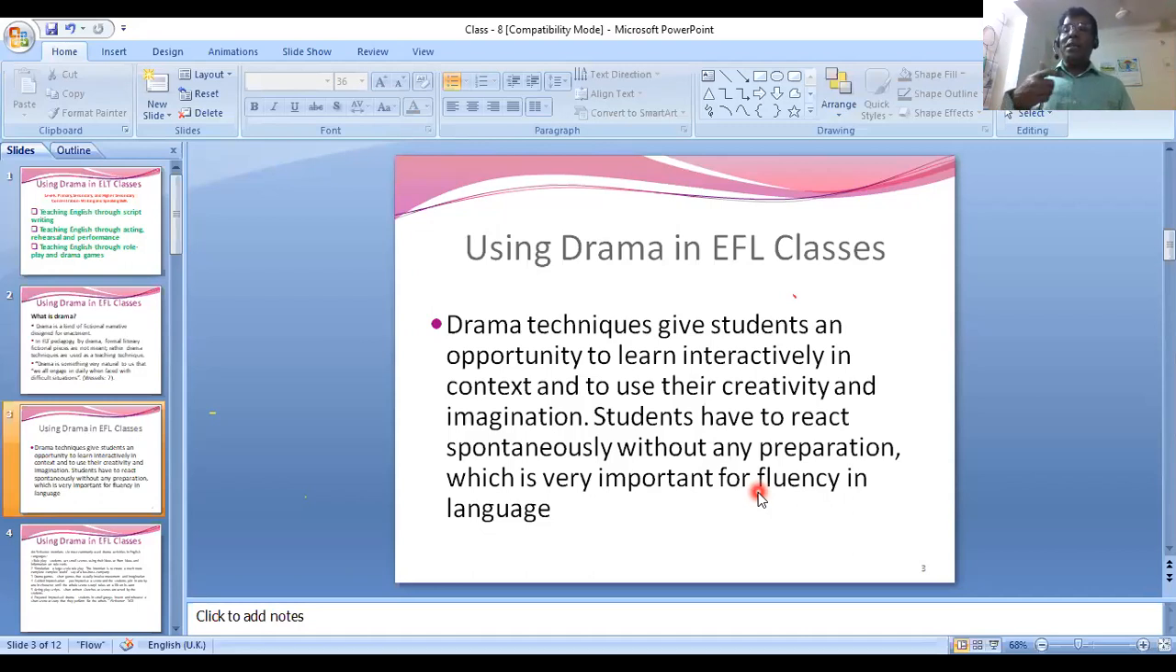When he is playing that role, he is becoming creative, he is becoming imaginative, and very spontaneously, it is from inside that his sentences are coming out. And this is how you can increase somebody's fluency. You can develop somebody's fluency in language. When somebody can speak without preparation, that moment, that drama helps you to use his imagination.